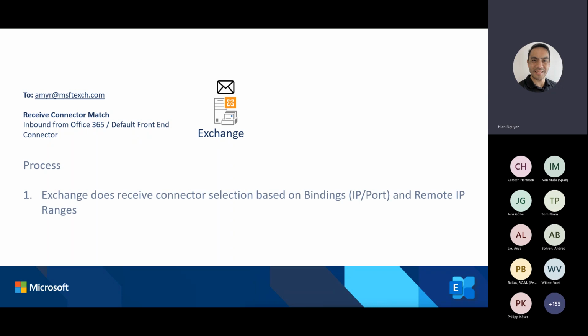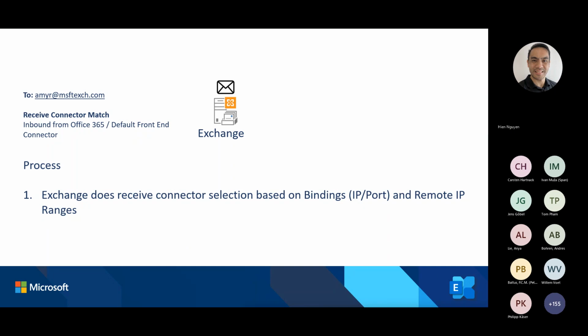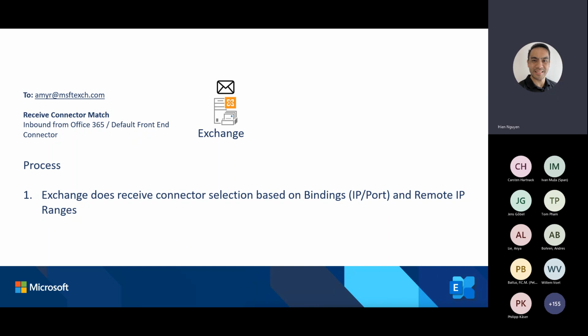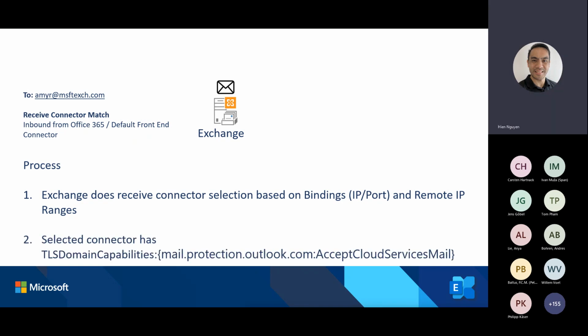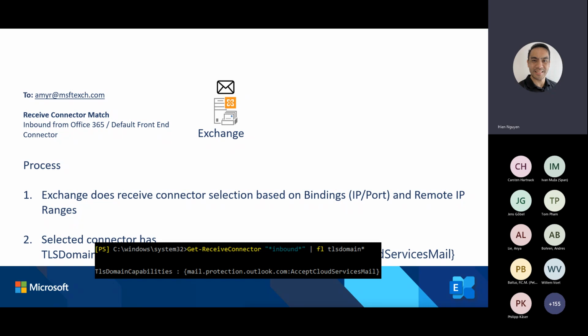Depending on how you've set up your environment, it'll be inbound from Office 365 or use the default front-end connector. So we do a receive connector selection based on the bindings, IP, port and remote IP ranges. The selected connector has the TLS domain capabilities of mail.protection.outlook.com, except cloud services mail. We don't have the switch like the send connector does, or the inbound connector in Exchange Online. This is what needs to be set. The Hybrid Wizard does this, but it does it to the default connector. There it is.